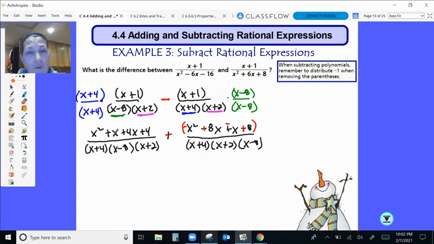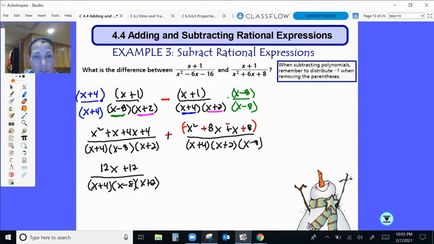So x squared and negative x squared is gone. x and 8x is 9x, plus 4x is 13x, and that's 12x. So 12x, let me get my black back here. 12x. And then positive 4 and positive 8 is plus 12. Boom. Over x plus 4 times x minus 8 times x plus 2. And that is it. Even if I factor out a 12 on the top, it'll just be 12 times x plus 1. So there we go. Okay? And that is it.